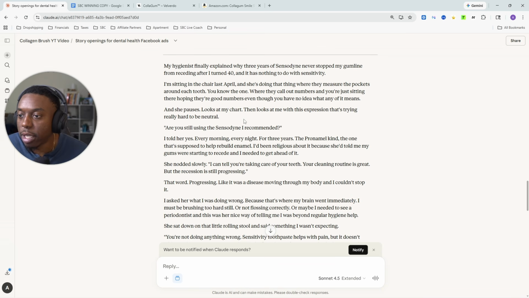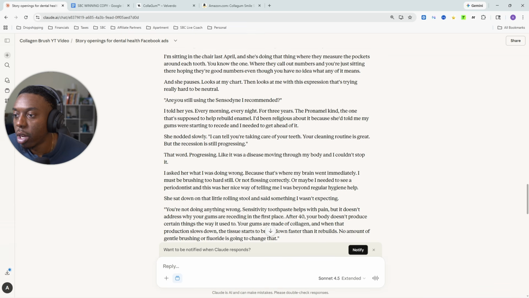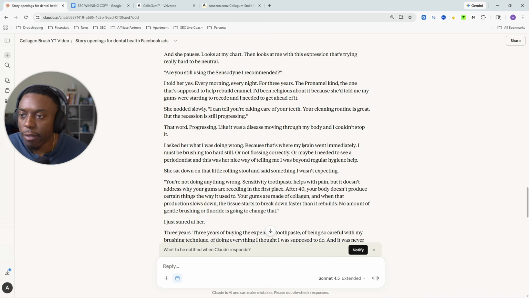She pauses, looks at my chart, then looks at me with an expression that's trying really hard to be neutral. Are you still using the Sensodyne I recommended? I told her yes, every morning, every night for 3 years. The Pronamel kind, the one that's supposed to help rebuild enamel. I'd been religious about it because she told me my gums were starting to recede and I needed to get ahead of it. She nodded slowly. I can tell you're taking care of your teeth. Your cleaning routine is great, but the recession is still progressing.